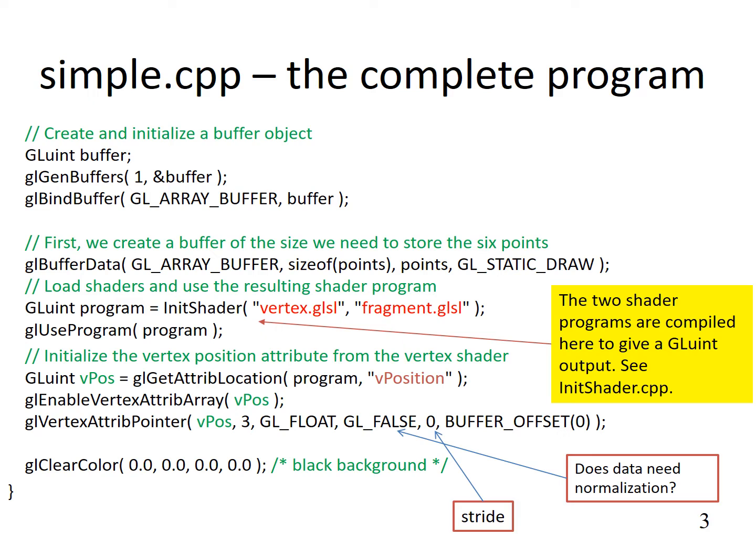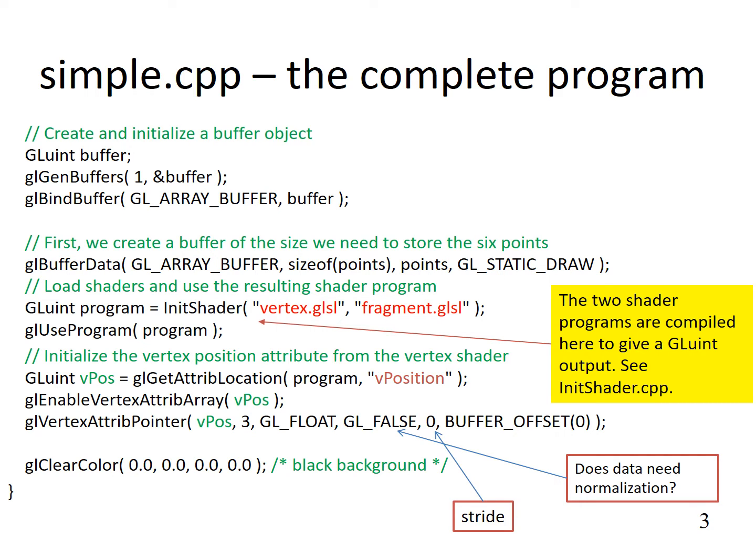After creating a buffer object, we use the glBufferData function to create a buffer of the size that we need to hold the actual data, the 6 points. Here we pass the size of the points and the pointer to the points and select static draw.